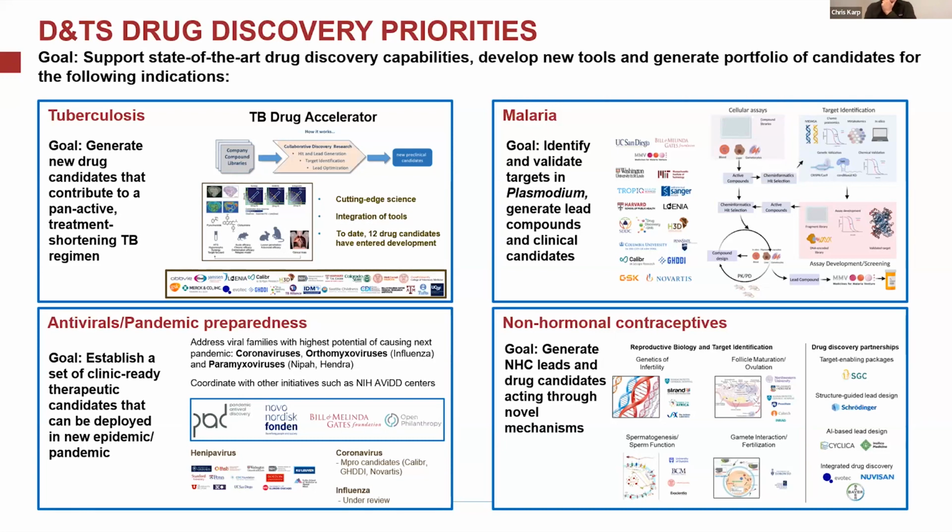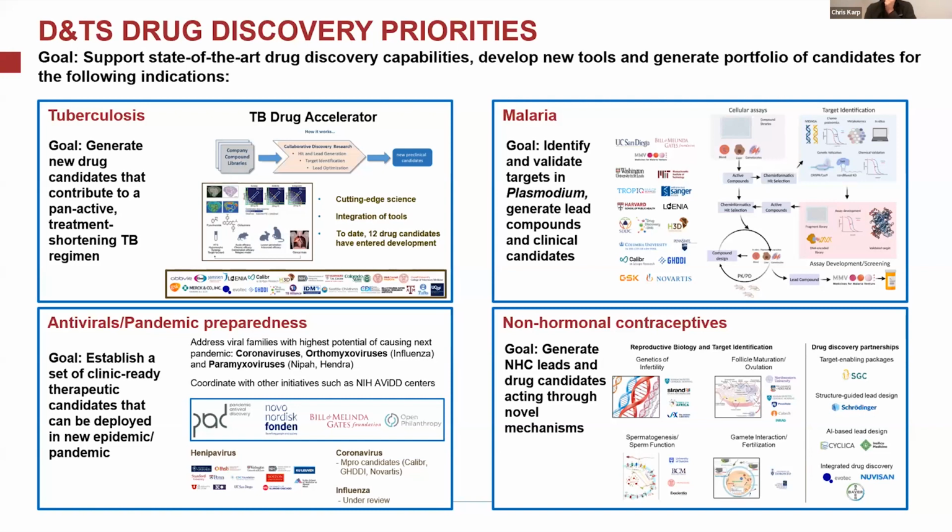The newest on the block is the antivirals for pandemic preparedness, coming out of the work that was begun during the COVID pandemic. This is a partnership with the Novo Nordisk Foundation and Open Philanthropies as co-funders, and aiming here at coronaviruses, influenza, and paramyxoviruses. And Sarah Cherry may have more to say on that. And finally, the non-hormonal contraceptives initiative, a perfect Mount Everest for the foundation to help climb. So huge need here, a space that pharma hasn't been in for decades, and real promise.